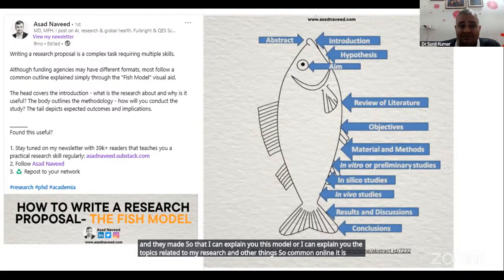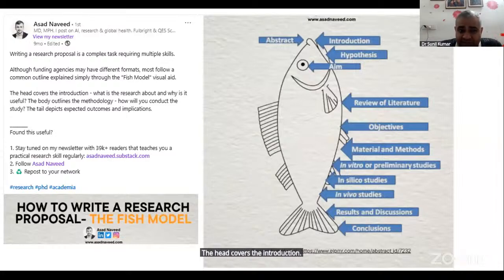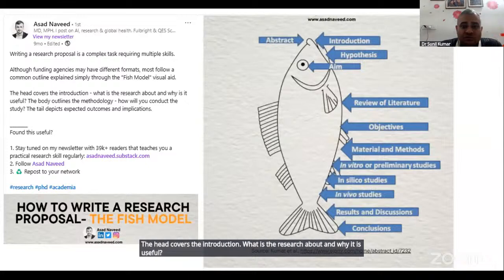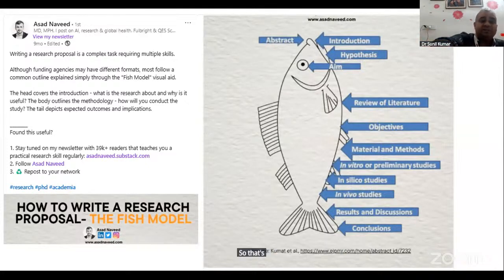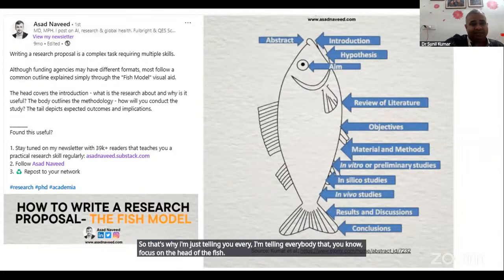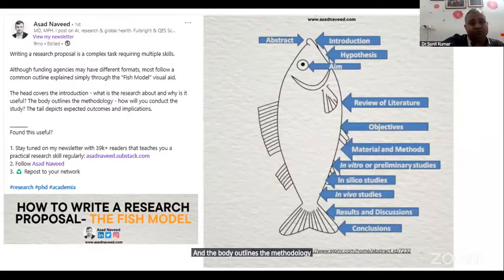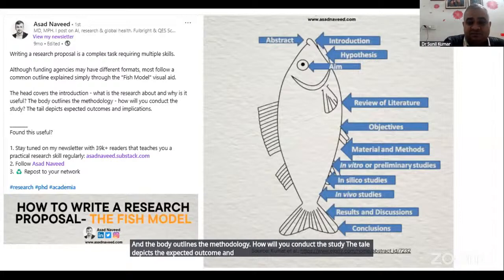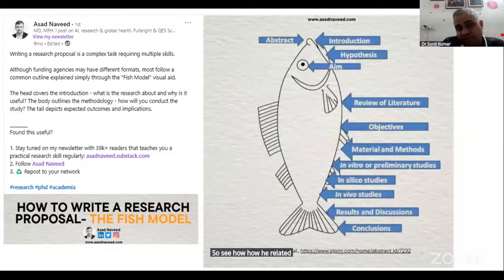The head covers the introduction: what the research is about and why it is useful. That's why I tell everybody to focus on the head of the fish. The body outlines the methodology: how you will conduct the study. The tail depicts the expected outcome and implications. See how he related this fish model, that it is very beneficial to understand.